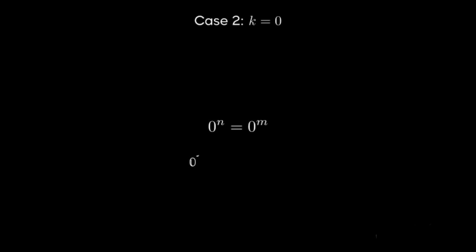For positive exponents, we can see that 0 raised to the power of 1 equals 0 raised to the power of 2 equals 0 raised to the power of 10, and they all equal 0. This makes sense because multiplying 0 by itself any number of times will always give 0.